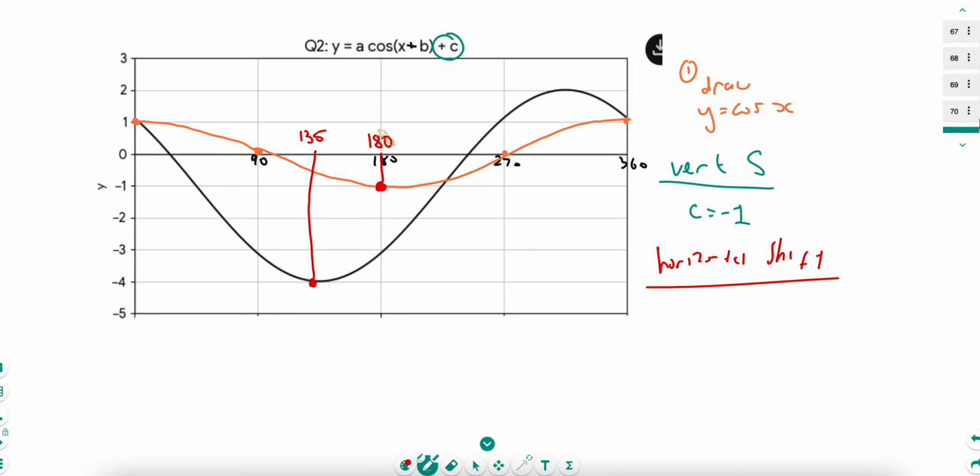So what's happened? It's gone from 180 to 135. That's a subtraction of 45 degrees. And remember, when we're doing the horizontal shift, we always go in the reverse direction. So our B value is actually going to be positive 45. All right, so let me write that down. So positive 45. And then our A value, our amplitude, so that's our change in height.